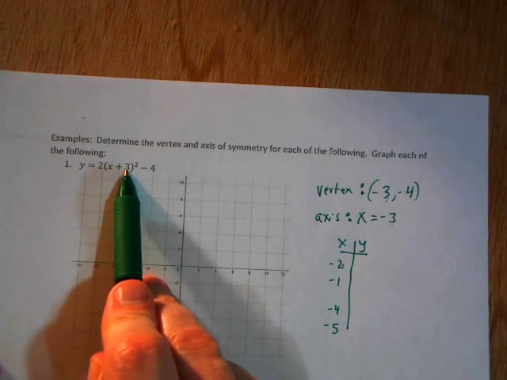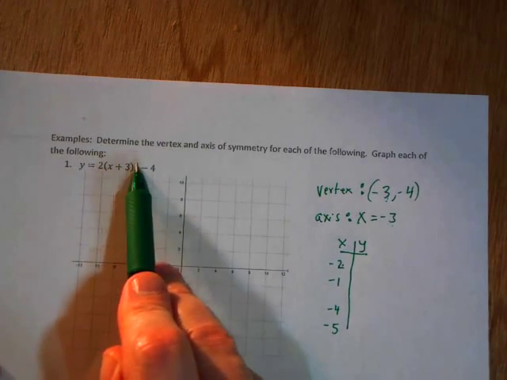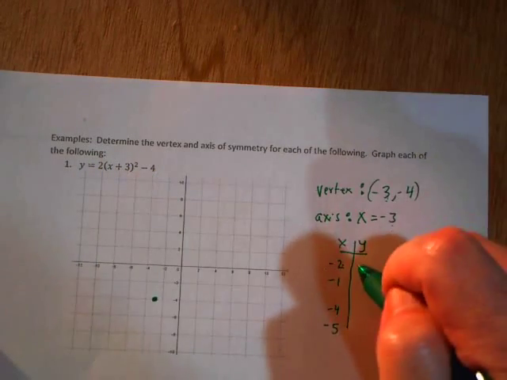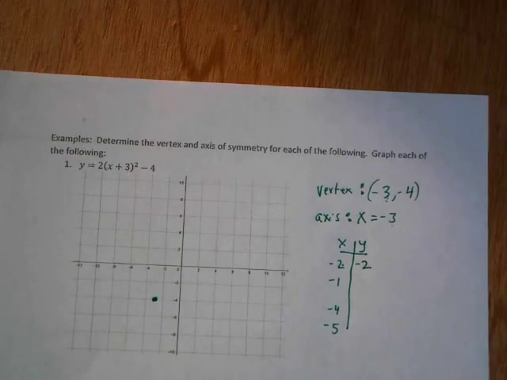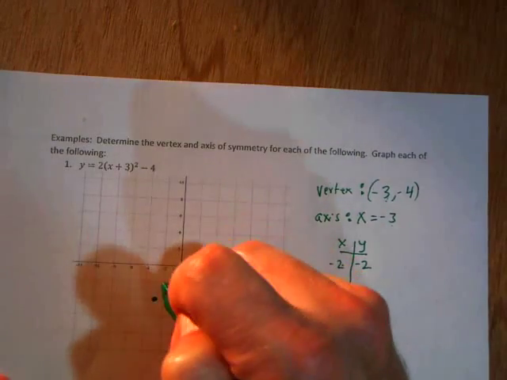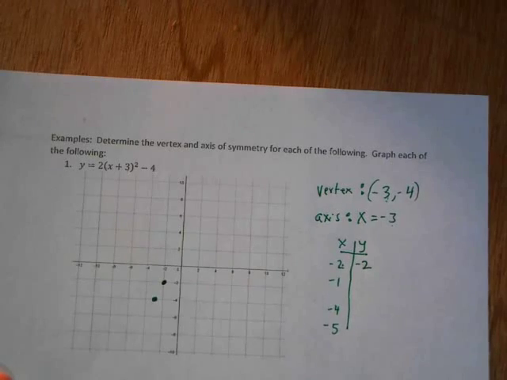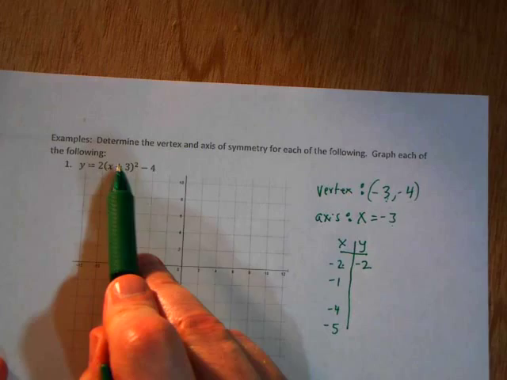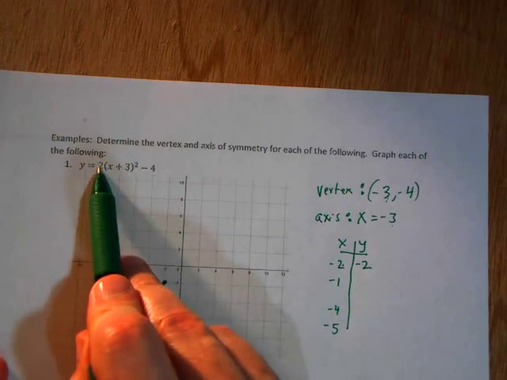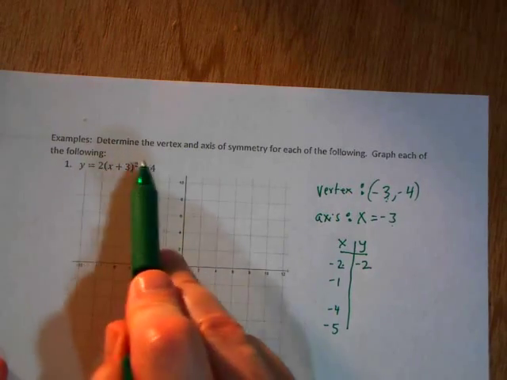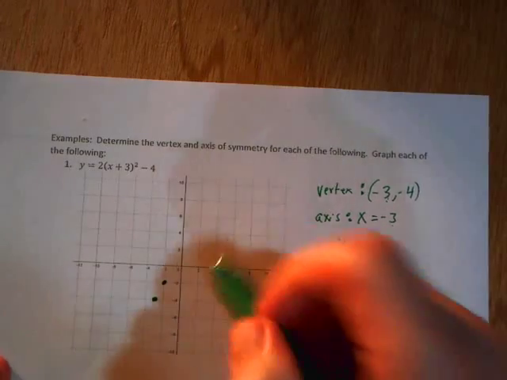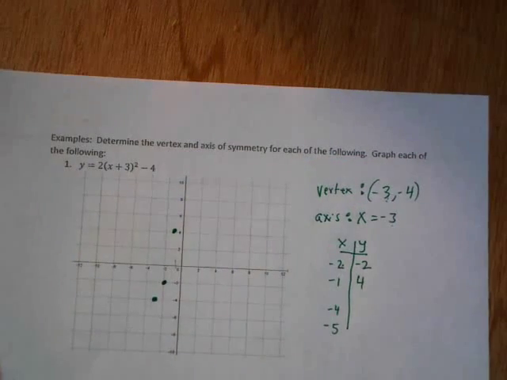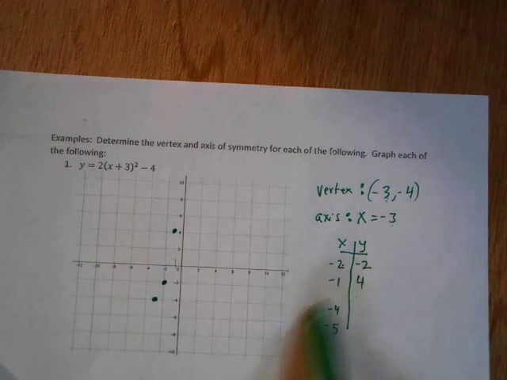I plug in -2. -2 plus 3 is 1. 1 squared is 1. 1 times 2 is 2. 2 minus 4 is -2. Put that out right there. Plug in -1. -1 plus 3 is 2. 2 squared is 4. 4 times 2 is 8. 8 minus 4 is 4. So (-1, 4).